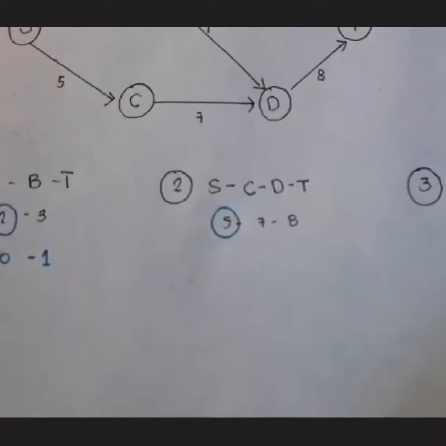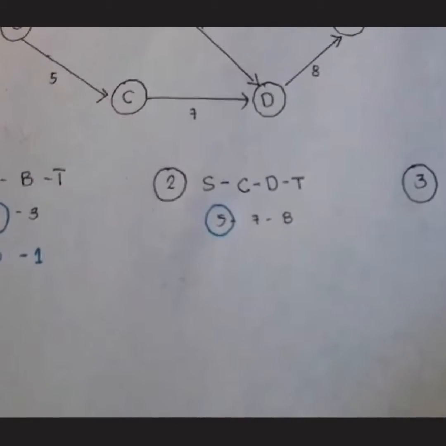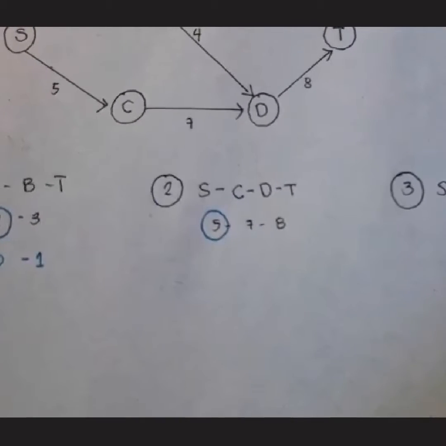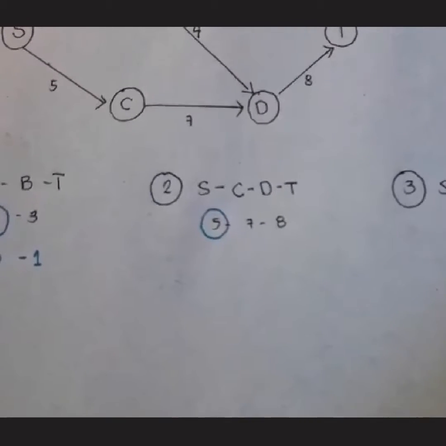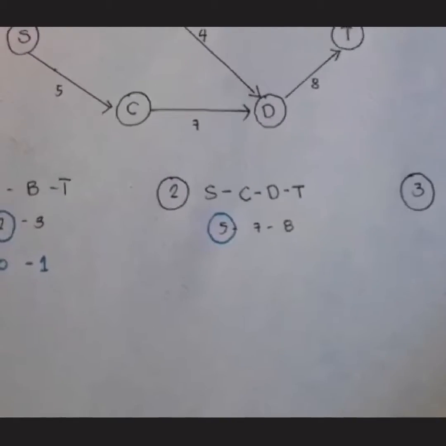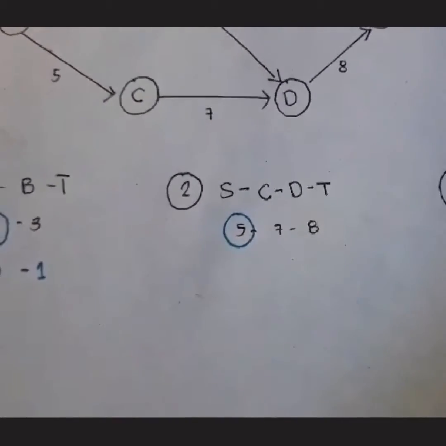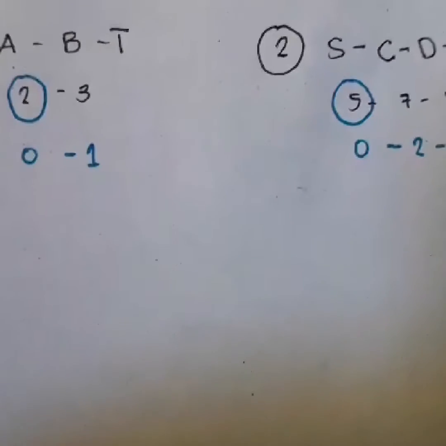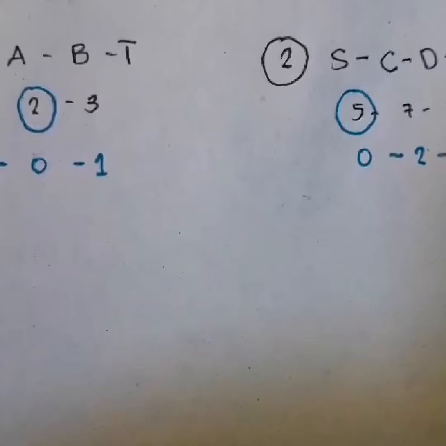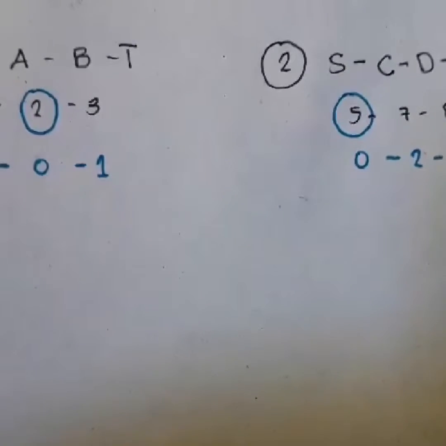The second possible path that we've made is S, C, D, and T. From S to C, we have 5 million tons. From C to D, we have 7 million tons of water. From D to T, we have 8 million tons. And so, the smallest amount is 5 million tons of water. And now, we have the new path for S, C, D, and T. We have 0, 2, and 3.